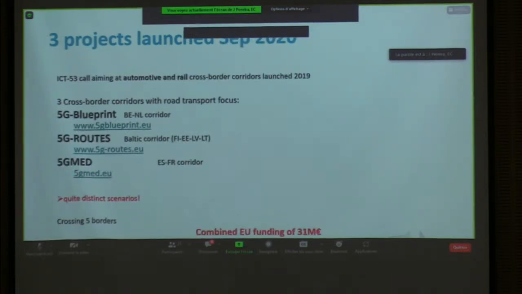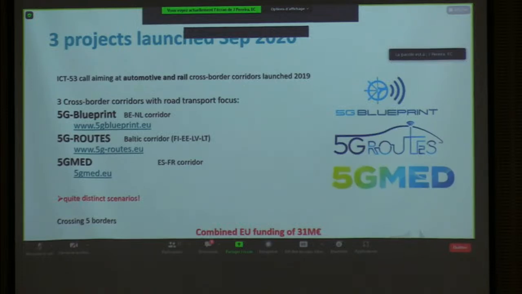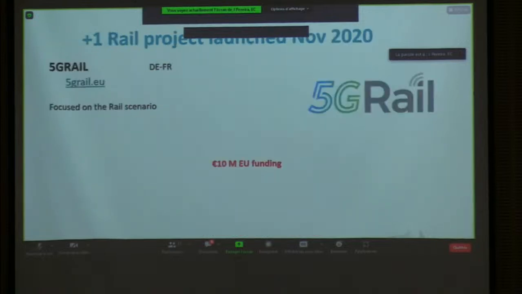A second batch of projects was launched in September 2020, the 5G Blueprint, the Belgium-Netherlands corridor in the North Sea, the 5G Routes, the Baltic corridor from Finland, Estonia, and Latvia to Lithuania, and the 5G Med, the Spanish-French corridor. They represent a combined funding of 31 million euros, and again, quite distinct scenarios, and including 5 borders throughout. An additional rail project was launched in November 2020 with 10 million euros funding.